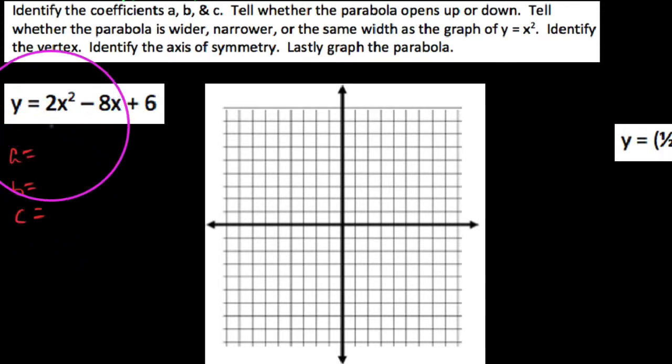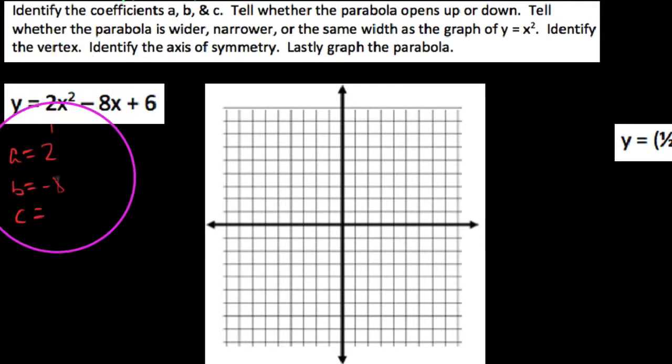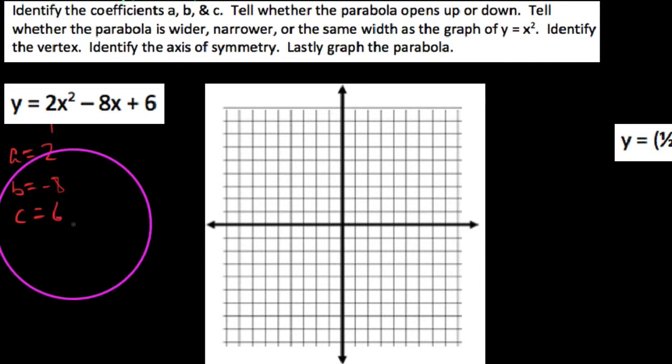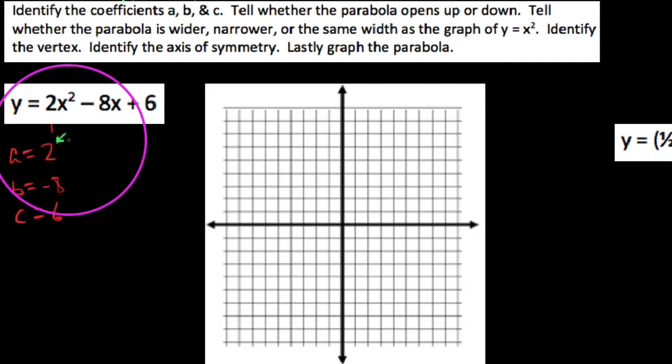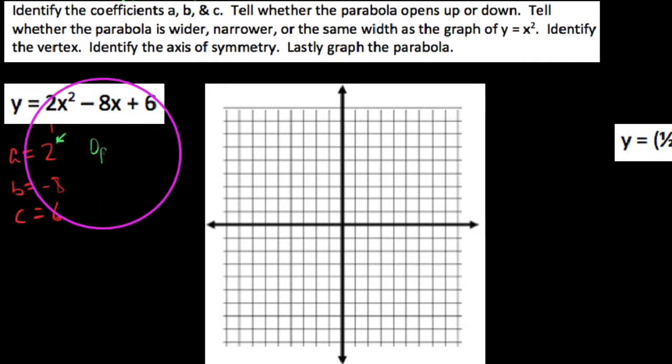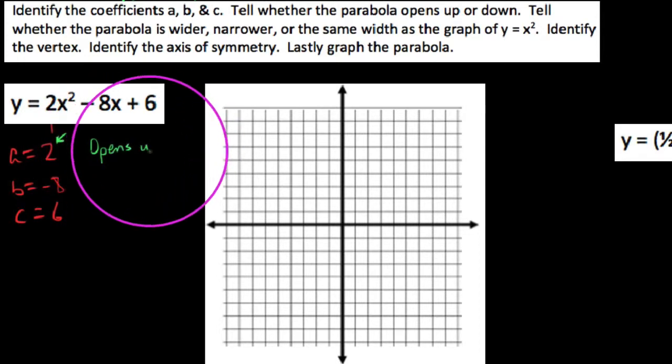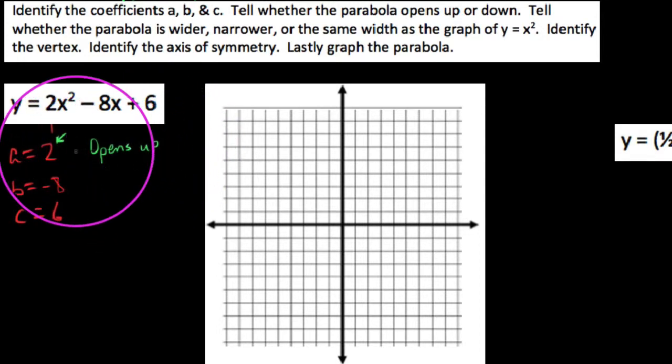So in this function here, our a value is 2, b is negative 8, and c is 6. Okay, so this being said, first of all, does it open up or down? This is very easy to tell, as a matter of fact, because 2 is positive. We say it opens up. We know this because a is positive.